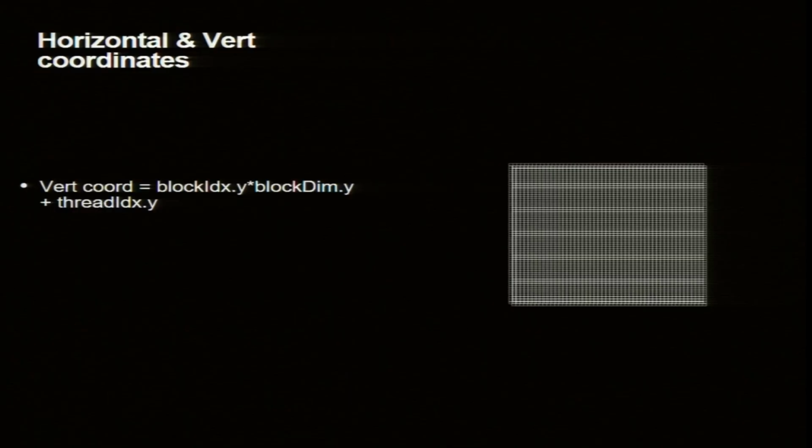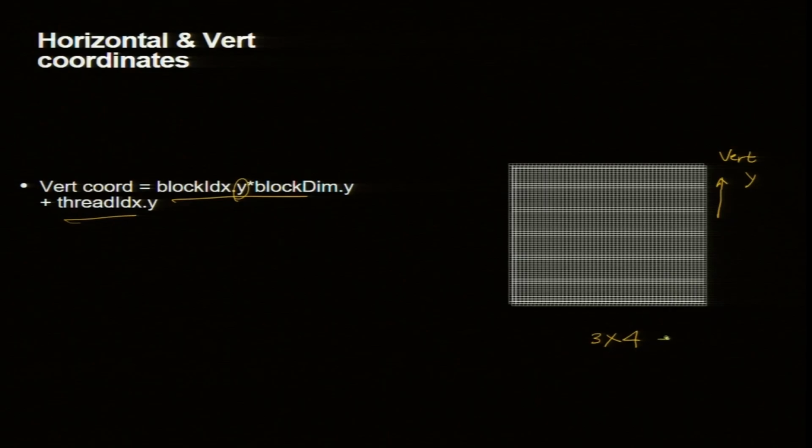So, sometimes we need horizontal coordinates and vertical coordinates, and it is quite obvious. Vertical coordinate means this y direction. This kind of syntax you will see quite often: blockIdx.y, where y means the vertical direction. Multiply this by blockDim.y. The block dimension was 4, and let us say blockIdx is 3. So, it will be 0, 1, 2, 3. So, it is the fourth block in the vertical direction.